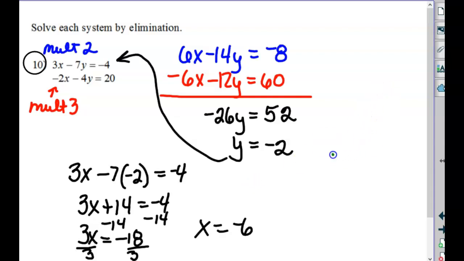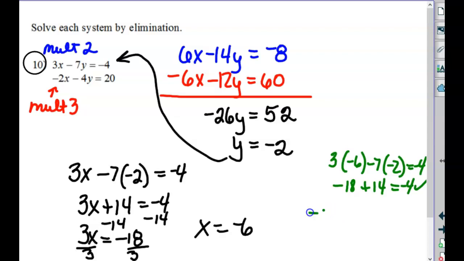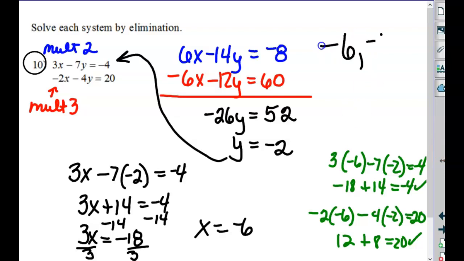So if we wanted to double check, we would have 3 times -6 minus 7 times -2 is supposed to equal -4. Well, that would be -18 plus 14 is -4. That one checks. And the other one is -2 times -6 minus 4 times -2 is supposed to equal +20. 12 plus 8 is 20. That one checks. I didn't really write the answer anywhere, though. What's the answer? -6, -2. Good job. It should be an ordered pair. Everybody okay?